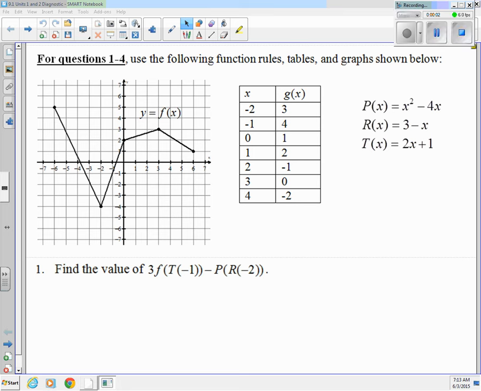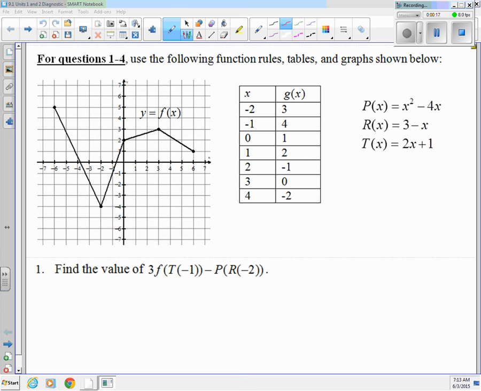Okay, this is our video of the first midterm diagnostic for units 1 and 2, the final exam diagnostic. All right, so we want to find... So we have these functions presented. We have one as a graph, one as a table, and three in formula format.